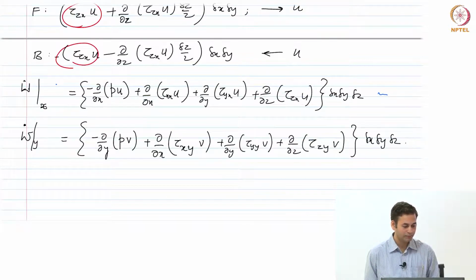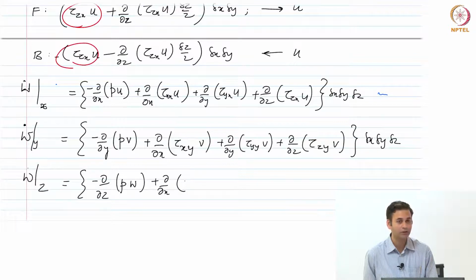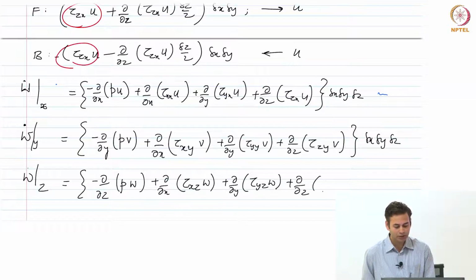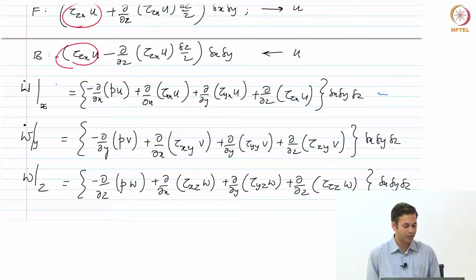Then we can of course write down the rate of work done in the z direction. That would be minus partial z p times w, plus partial x tau xz multiplied with w, plus partial y tau yz multiplied with w, plus partial z tau zz multiplied with w. We have the elemental volume, delta x delta y delta z. We have all these three.